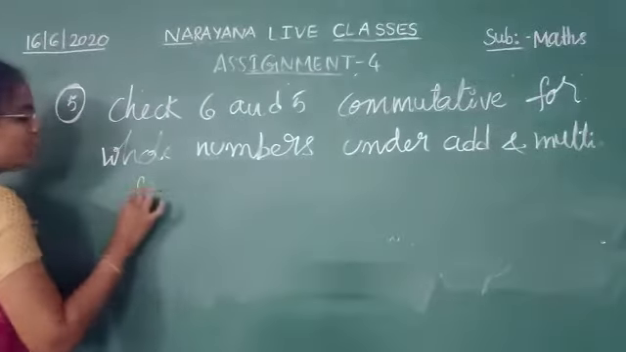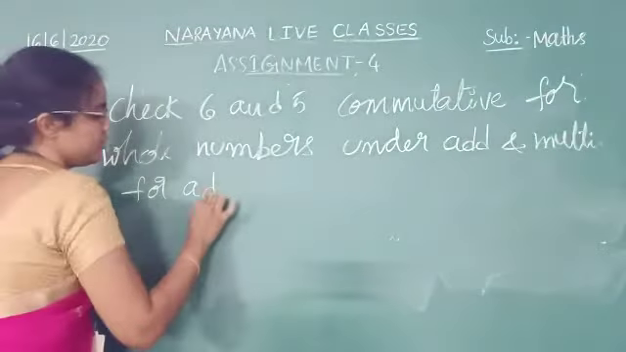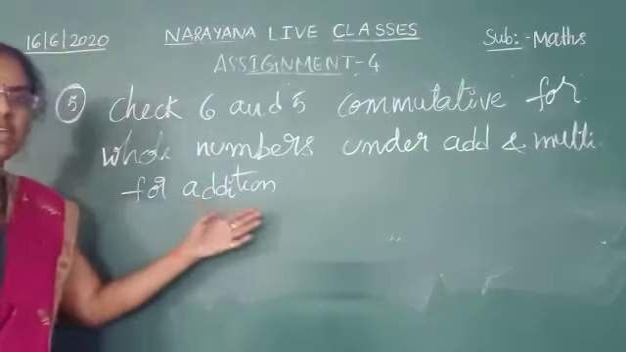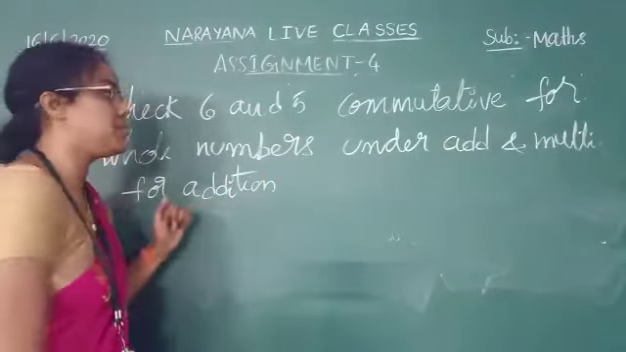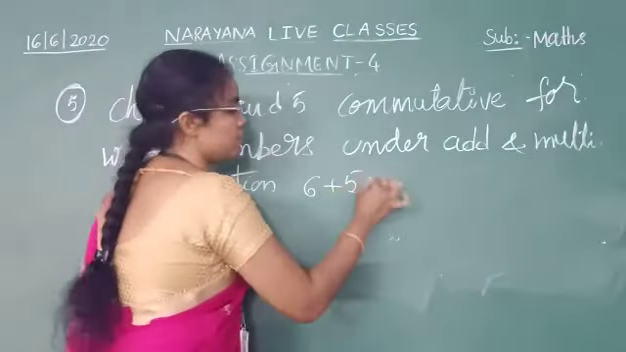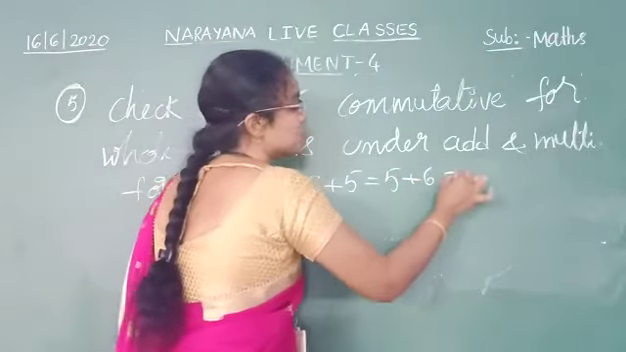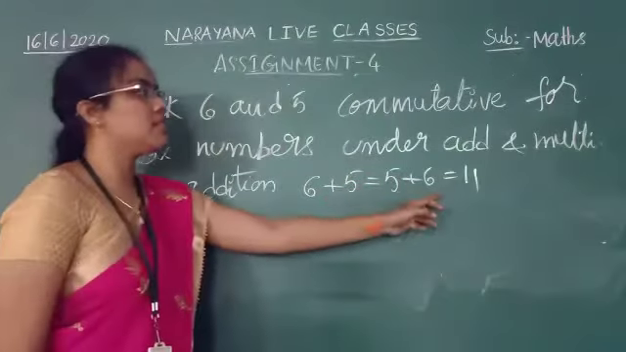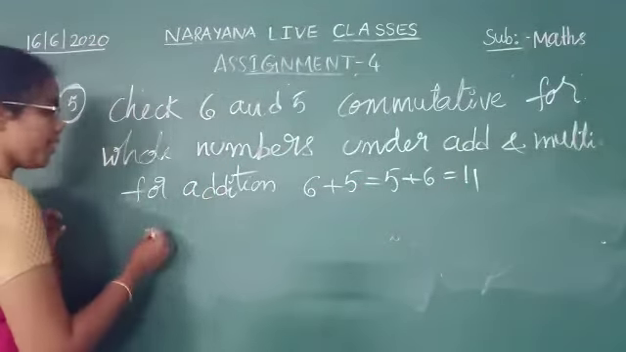For addition, for the commutative property, we have a plus b is equal to b plus a. So 6 plus 5 is equal to 5 plus 6. It will give the answer as 11. For addition, 6 plus 5 is equal to 5 plus 6 equal to 11 under the commutative property.